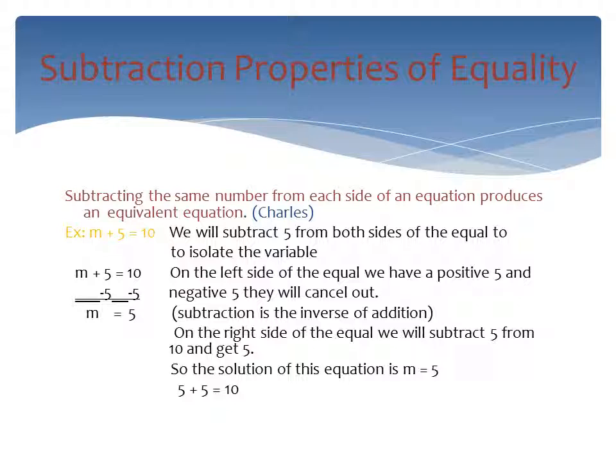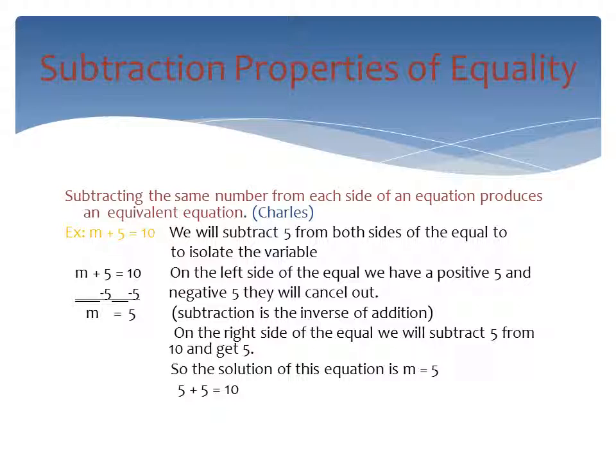On the left side of the equal sign, we have a positive 5 and a negative 5. They will cancel out. Subtraction is the inverse of addition. On the right side of the equal sign, we will subtract 5 from 10 and get 5. So the solution of this equation is 5 is equal to m, or m equals 5.